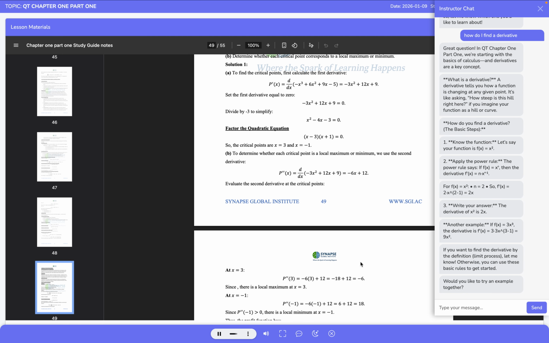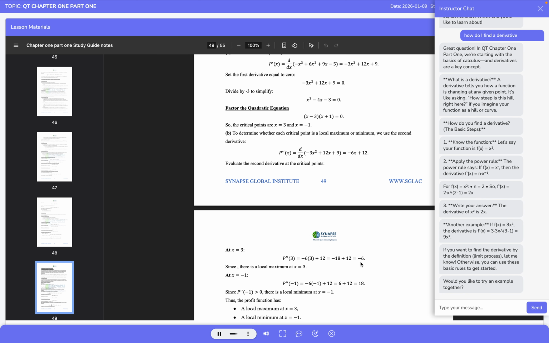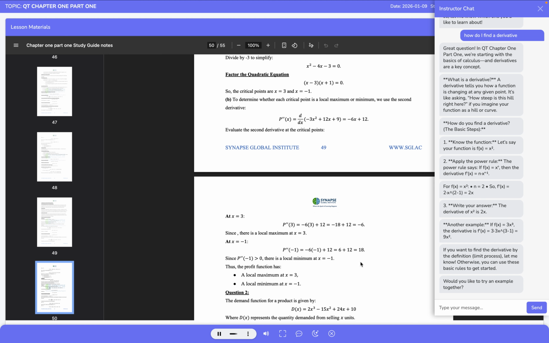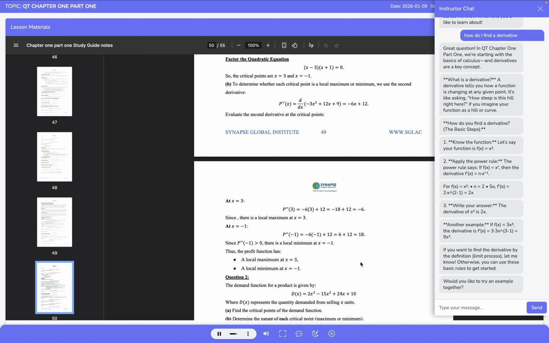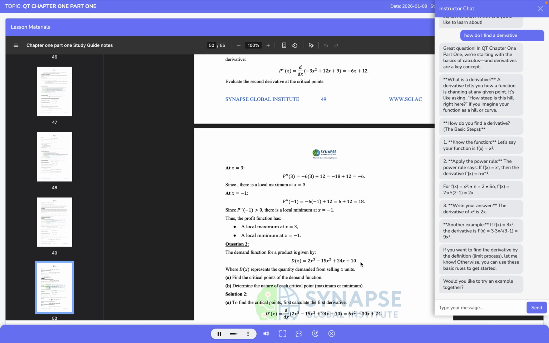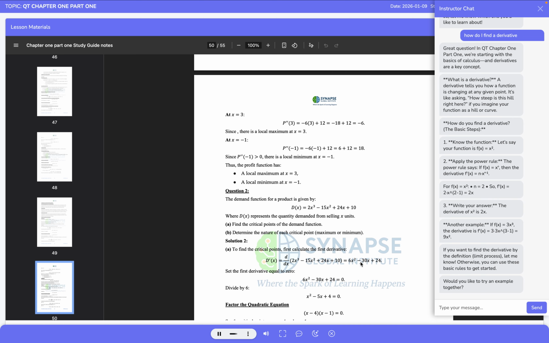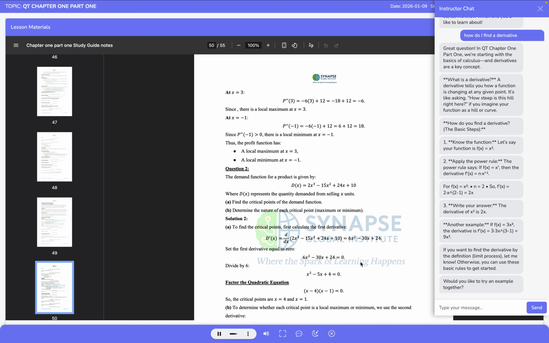To classify these points, we find the second derivative, which is negative 6x plus 12. Substituting x equals 3 gives negative 6, which is negative, so there is a local maximum at x equals 3. Substituting x equals negative 1 gives 18, which is positive, so there is a local minimum at x equals negative 1.